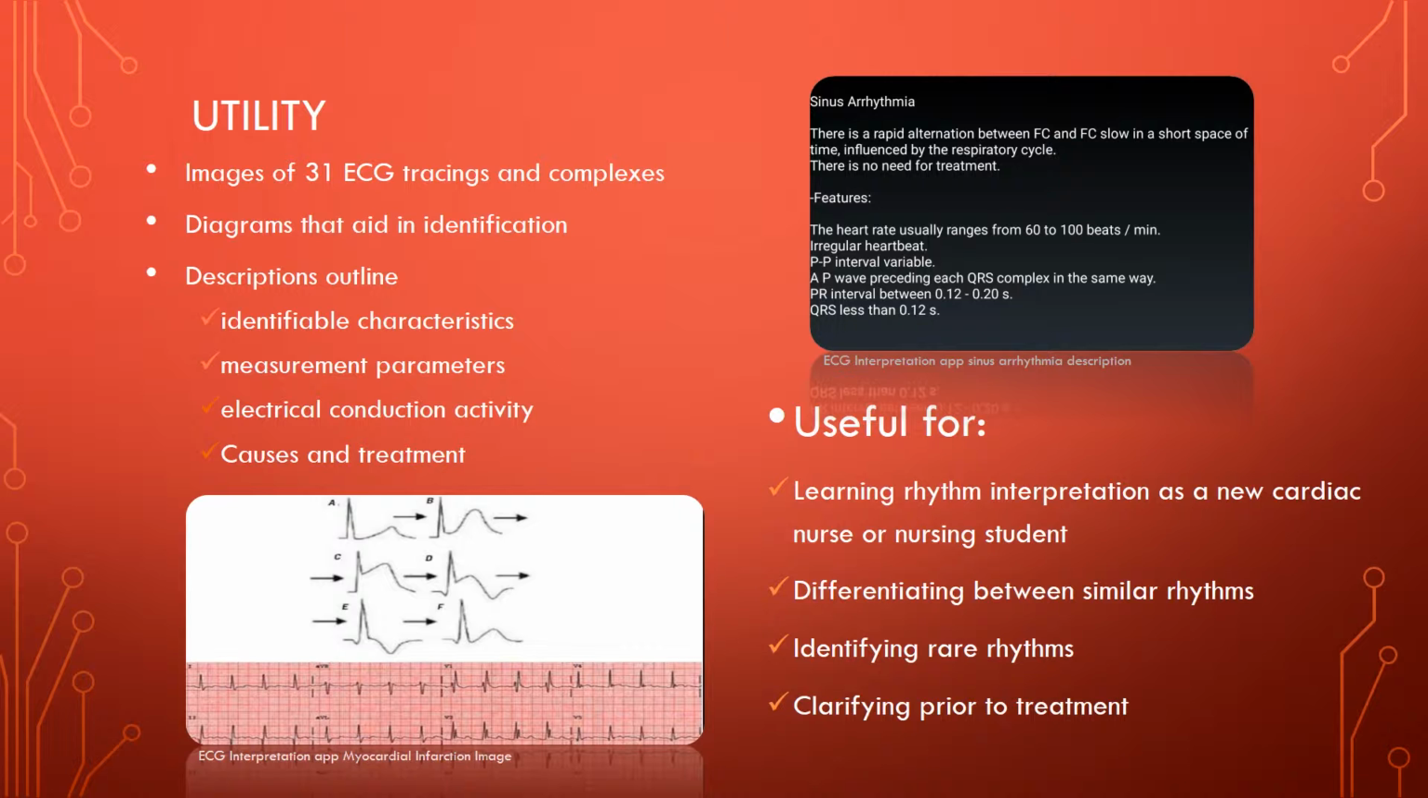Mobile medical apps have proven to be valuable tools in aiding clinical decision-making at the bedside. The ECG interpretation application can be used by nurses as a valuable resource in identifying cardiac rhythms. The app would be beneficial for those new to cardiac nursing, as well as for student nurses learning how to interpret and identify rhythms. Cardiac nurses may use the app for differentiating between similar rhythms or for identifying rare rhythms. The app may also be used to clarify a rhythm prior to seeking treatment.